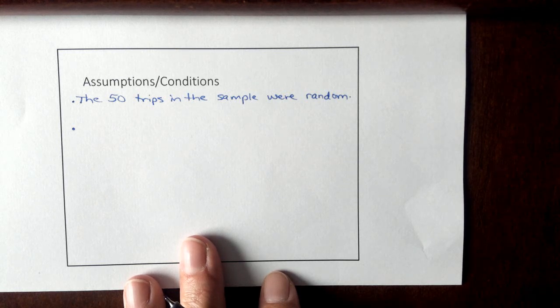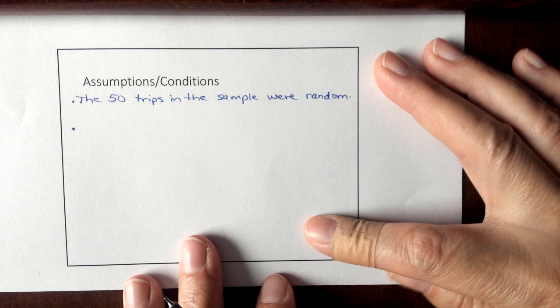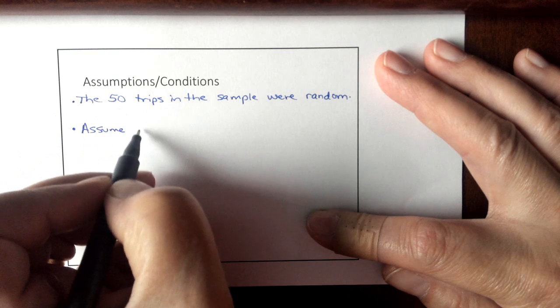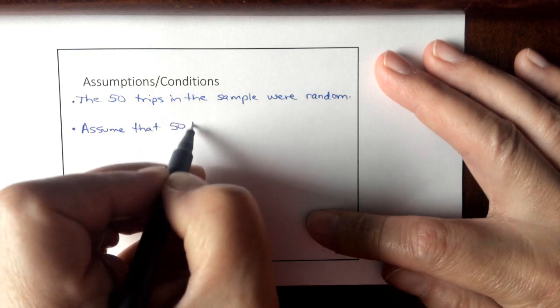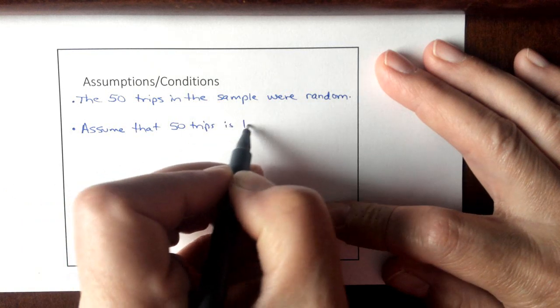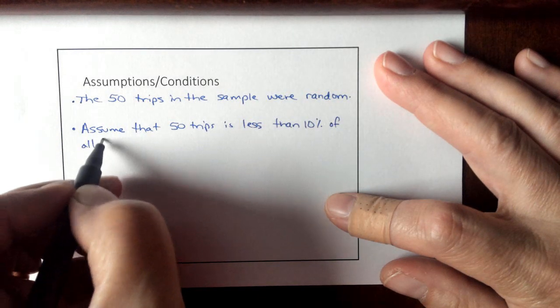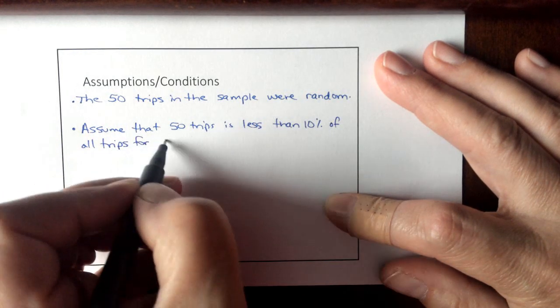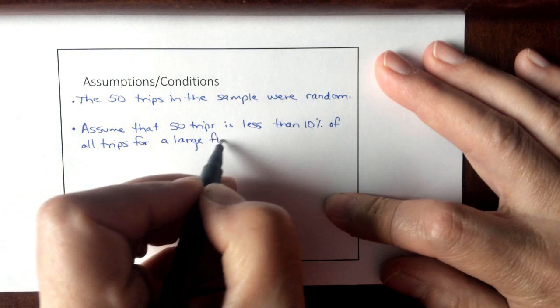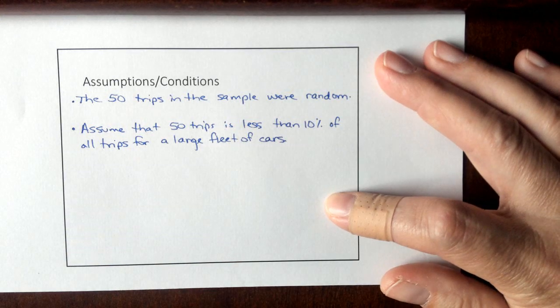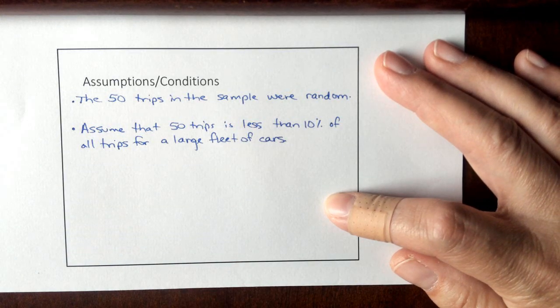You could argue that, or you could offer that the gas mileage for each trip is an independent event. I think maybe 10% is just quicker to argue. So we're going to assume, pretty sure, that 50 trips is less than 10% of all trips for a large fleet of cars. So I'm going to go back and argue. You said you had a large fleet, so we're pretty sure that it's going to take more than 500 trips for this fleet in the whole population of trips.